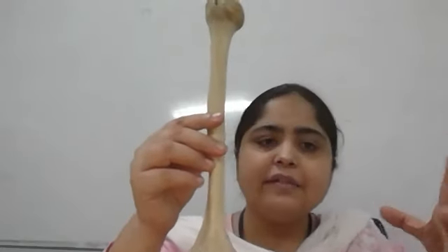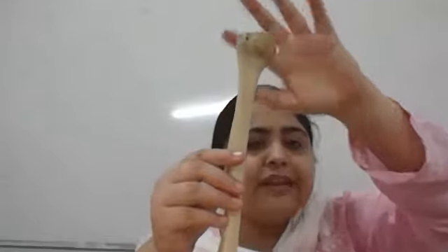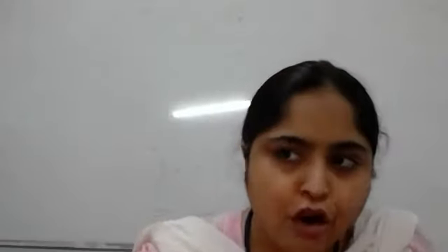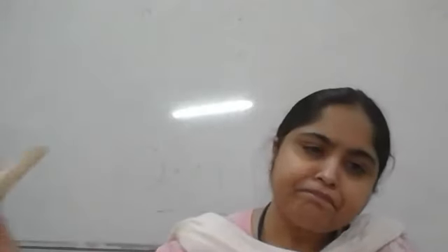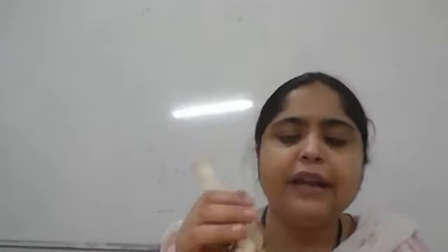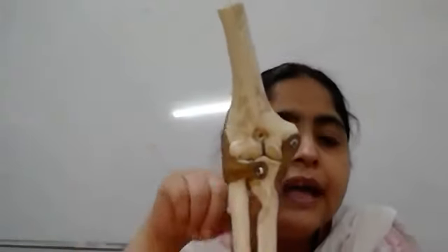Another very important thing is that proximally the humerus articulates with the scapula to form the glenohumeral joint, or the shoulder joint, and distally the humerus articulates with the radius and ulna to form the elbow joint.